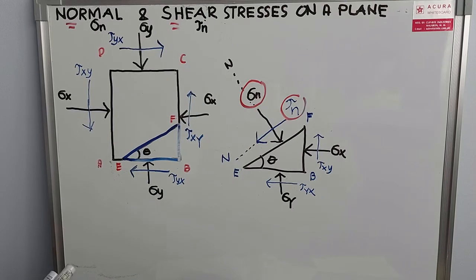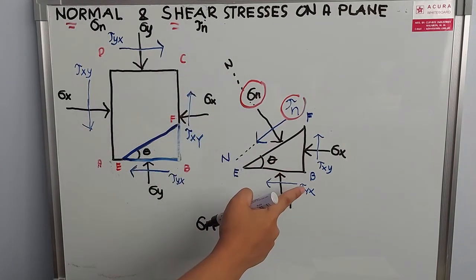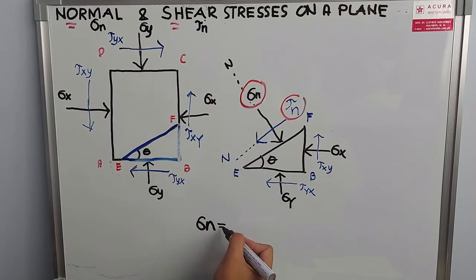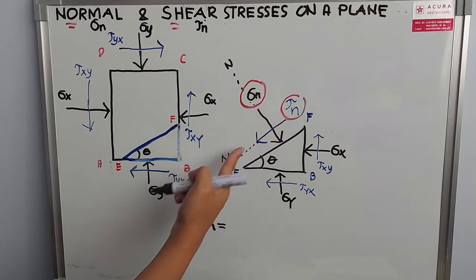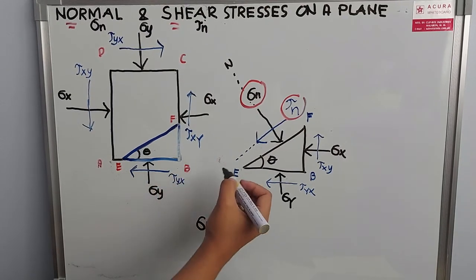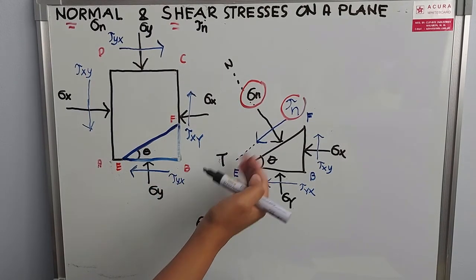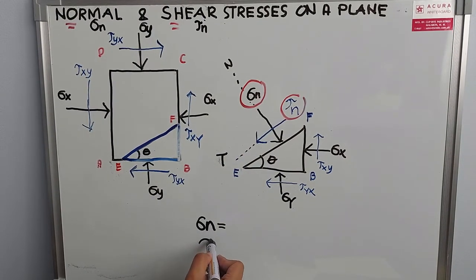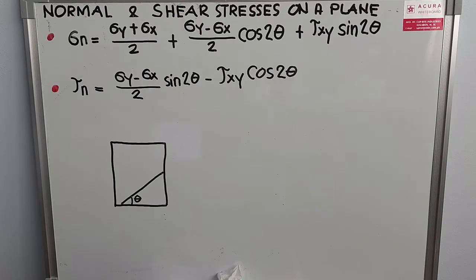Then from there, we can derive the equation for normal stress. So, summation of forces along n to derive the equation for normal stress. And then summation of forces along, this is supposed to be t, sorry, summation of forces along t for us to derive the equation of shear stress.